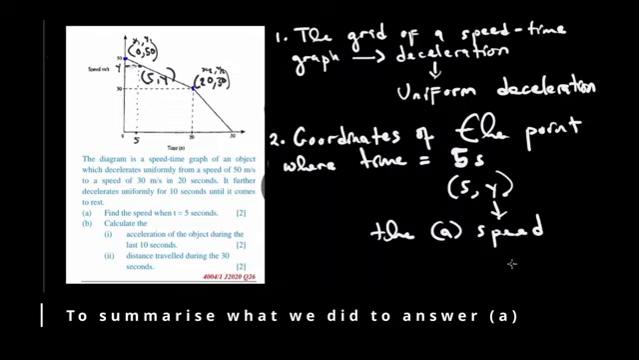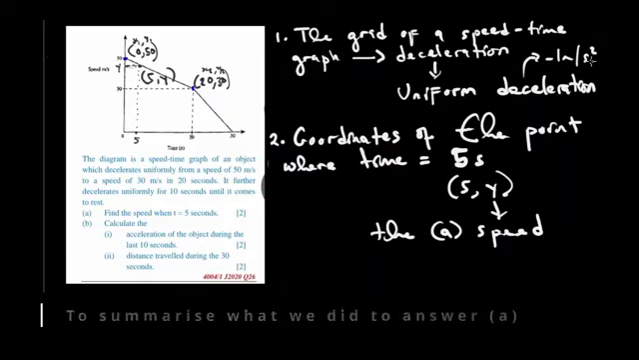After doing this, identifying the coordinates of the point where time is equal to 5 seconds, what we then did was, using the uniform deceleration we calculated, which was minus 1 meters per second squared, we then determined the value of the unknown y, which is the speed we are asked to calculate in part A. And we found out that the speed is 45 meters per second. So this is how we calculated the speed when the time is equal to 5 seconds.